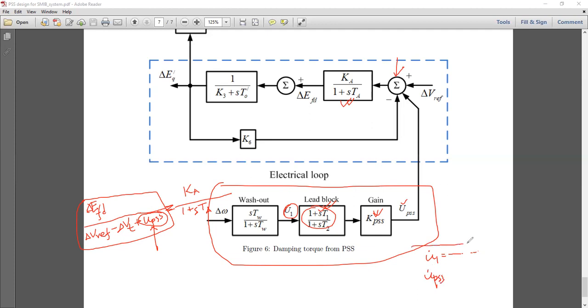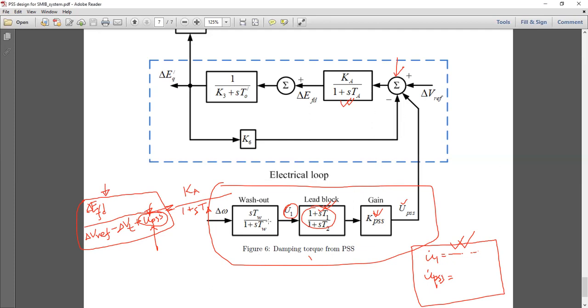So in total, your system dimension would be increased by 2 if you have a one-stage PSS design. Previously it was 4th order, now it would become 6th order, with some additional changes in the exciter block equation.